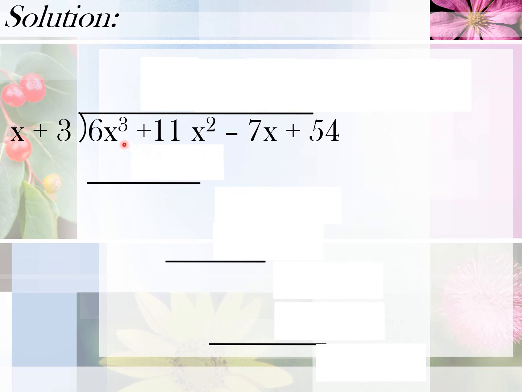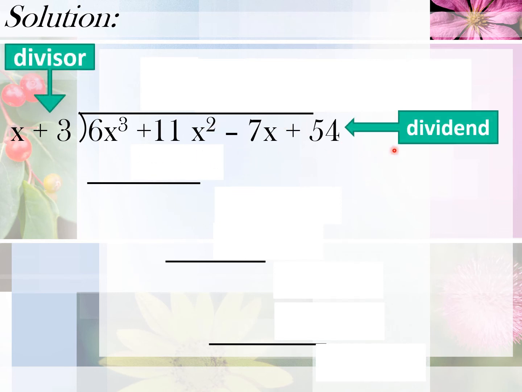Okay, proceed tayo sa ating solution. I-write na natin yung ating divisor at saka yung dividend. Dapat yung ating dividend ay naka-descending order. We have 3, 2, 1, then 0. So, ito yung ating divisor at ating dividend.